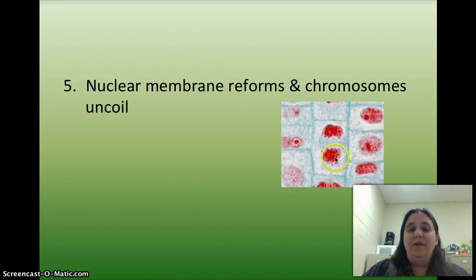After anaphase happens, the nuclear membrane reforms. You can start to see it kind of forming around this little section here, and the chromosomes are going to start uncoiling and going back to the DNA. I didn't write that in here, but we call that phase telophase.